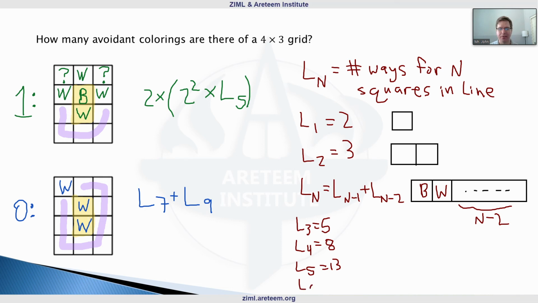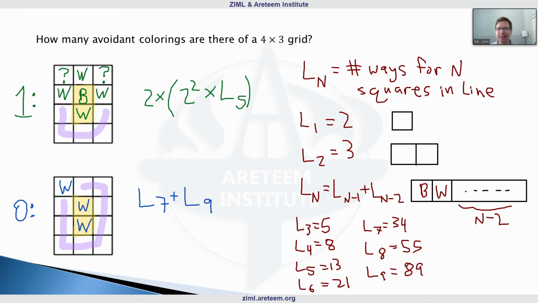So we have L5 is 13, L6 is 21, right? Then they start getting a little bit bigger from there, but L7 is going to be 34. L8 is then going to be 55 in this case. And L9 is 89. You could keep going though, right? This pattern doesn't ever need to stop. You could calculate however many of these Fibonacci numbers you need. But notice these are exactly what we need for our problem.